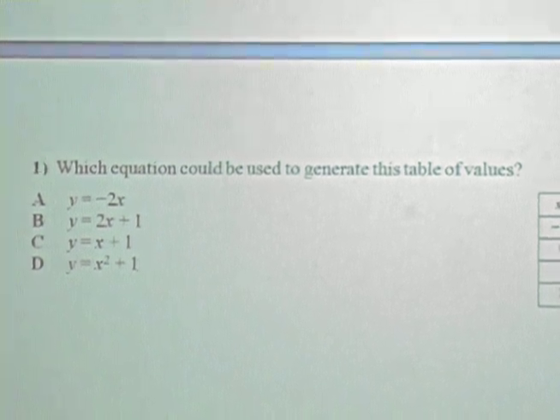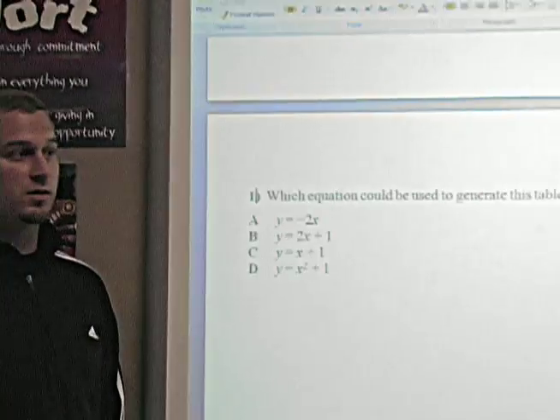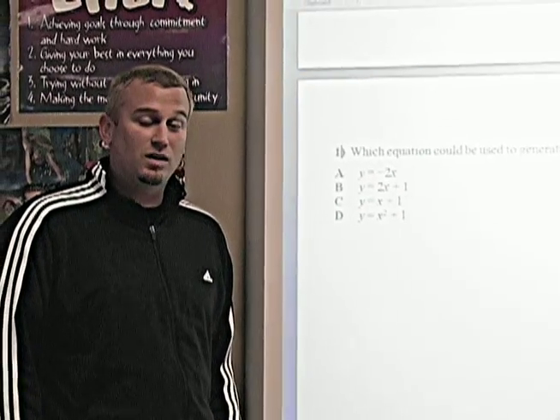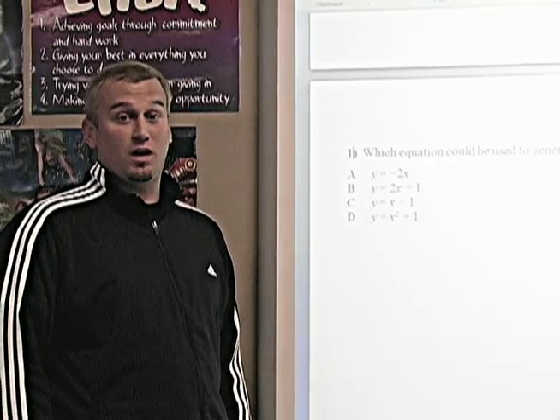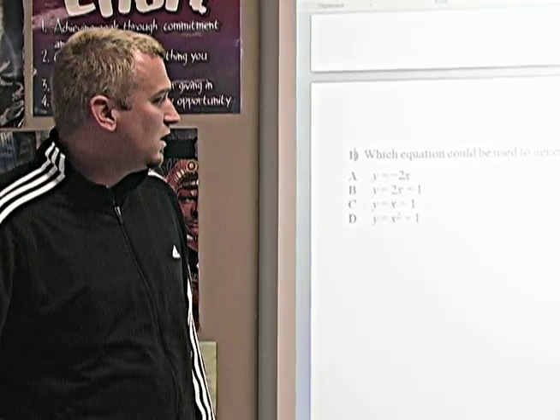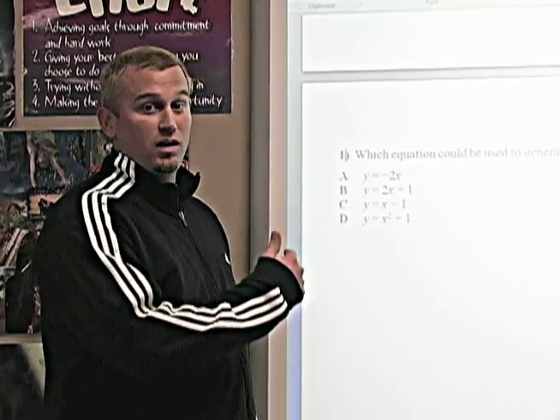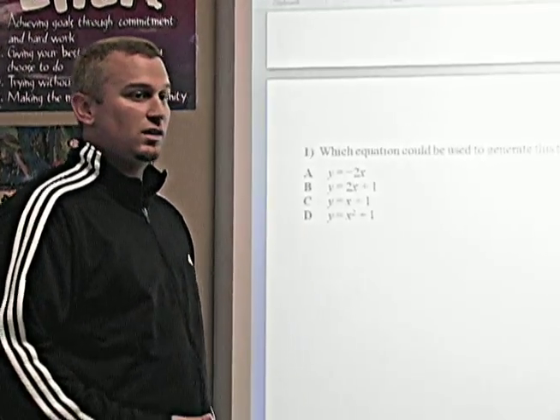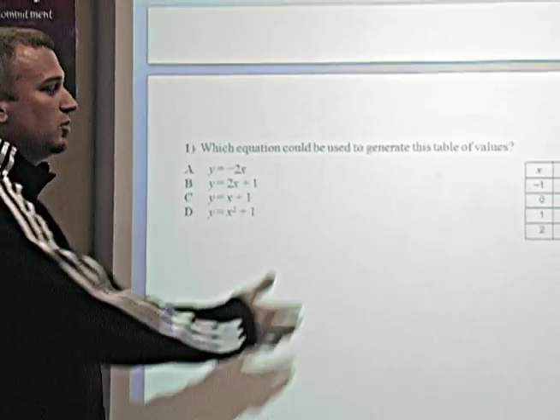Okay, there's two different methods that I would use to solve this problem. Both of them would be the plug and chug method. And since we are allowed to use calculators on the tax test, I'll go ahead and enter in all of my answer choices into the calculator and see which one produces the table here to the right.